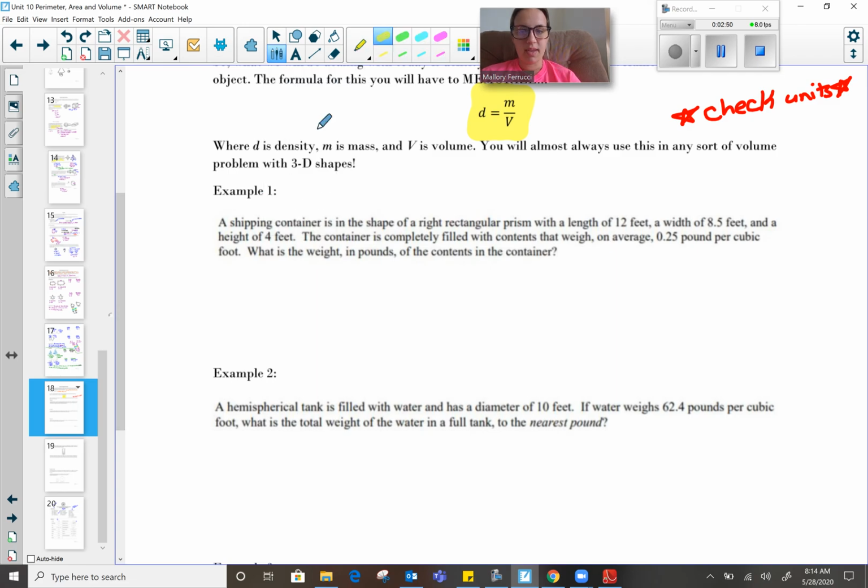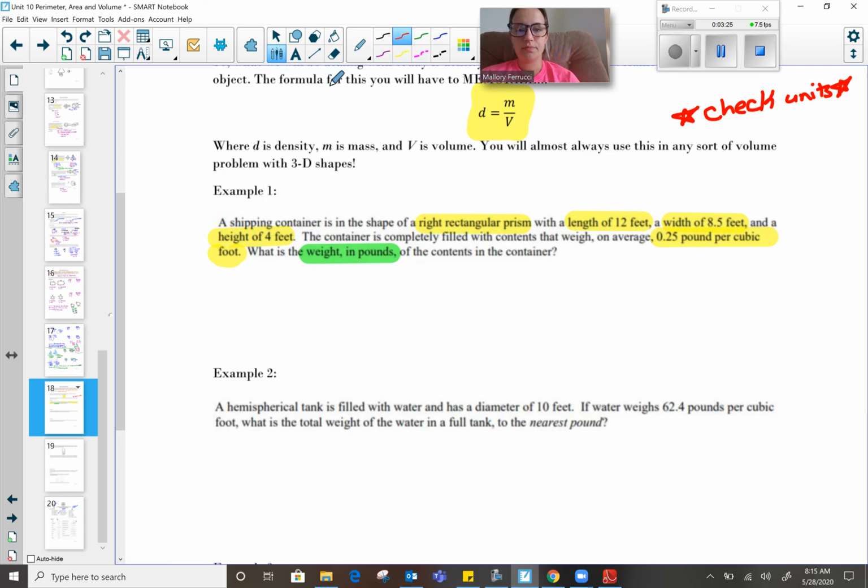A shipping container is in the shape of a right rectangular prism with a length of 12 feet, width of 8.5 feet, and a height of 4 feet. The container is completely filled with contents that weigh, on average, 0.25 pounds per cubic foot. What is the weight in pounds of the contents of the container?